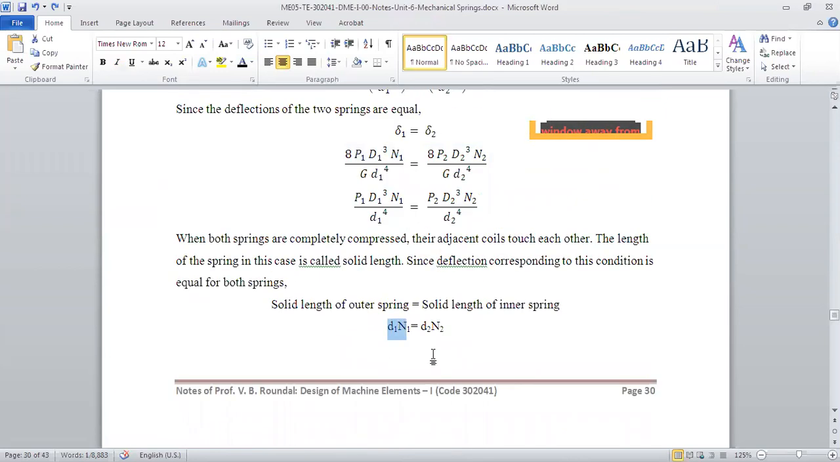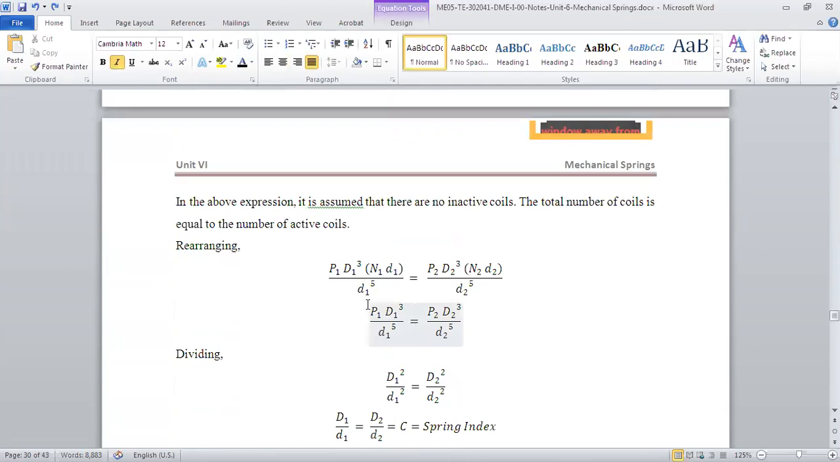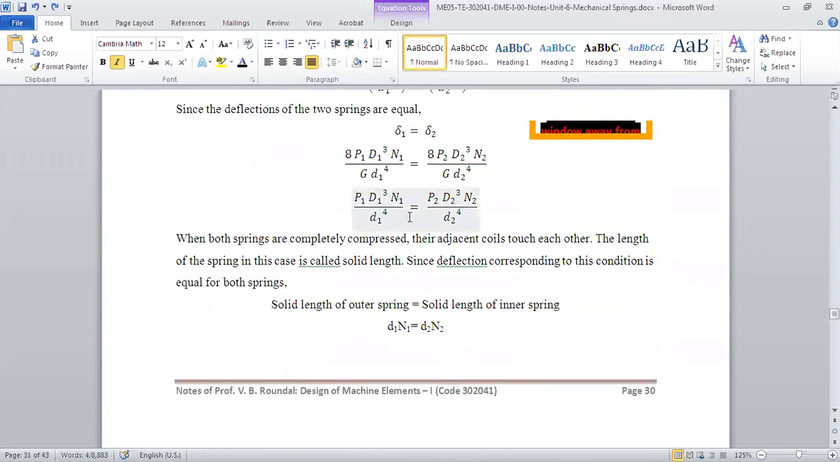So what we will do is multiply N1 by small d1 here, so we have to multiply the denominator also. This will become d1 raised to 5. So N1 d1, then d1 raised to 5, right? So we'll get P1 D1 cube N1 d1 upon d1 raised to 5 is equal to P2 D2 cube N2 d2 upon d2 raised to 5. What we did here is multiply both numerator and denominator by small d1, and the same thing for small d2. That's why we got d1 raised to 5 and N1 d1, right?